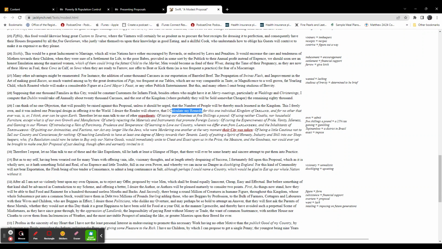So, where have you heard the term remedy? We usually use the term remedy to refer to a cure. For this one individual kingdom of Ireland, and for no other that ever was, is, or I think ever can be upon earth. Therefore, let no man talk to me of other expedients. I don't want to hear any other expedient. I don't want to hear any other solution that you have to offer.